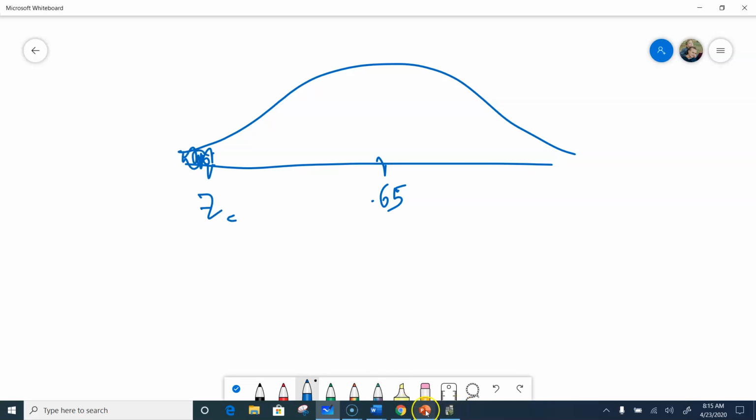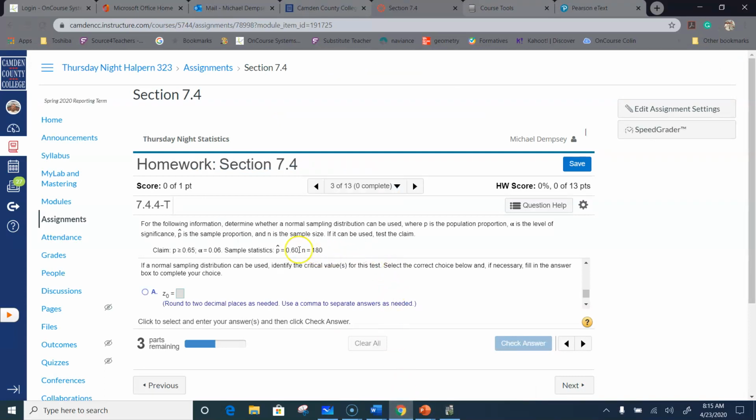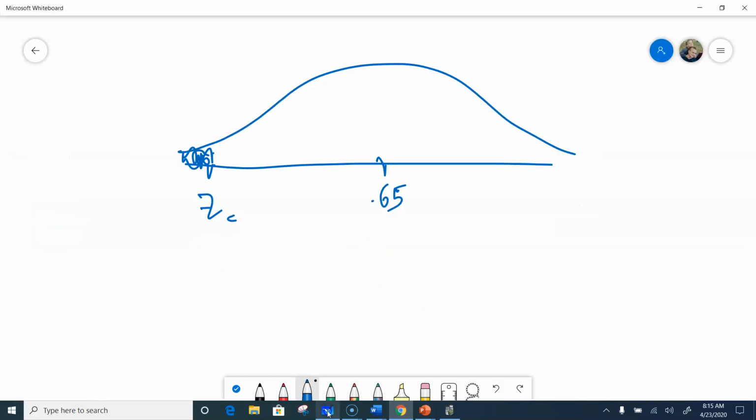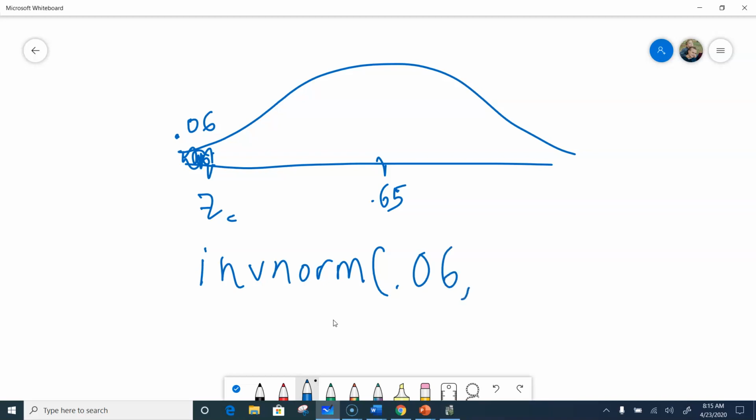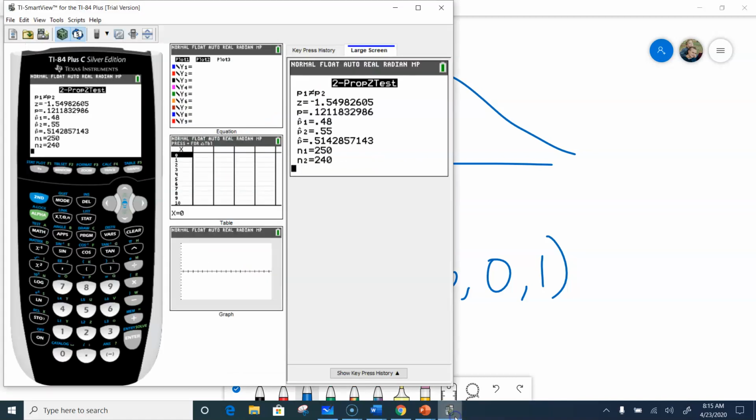So we need to think about our significance level here. And they give us an alpha, kind of a strange alpha. Usually alpha is like 0.05 or 0.01, but they give us 0.06, and that's fine. So what that means is any z-test statistic that we get that would only occur 6% of the time when this is true would lead us to reject the null hypothesis. So the easy way to get this would be inverse norm. And we can just inverse norm that 0.06 with a mean of 0 and a standard deviation of 1. And we have that on our calculator.